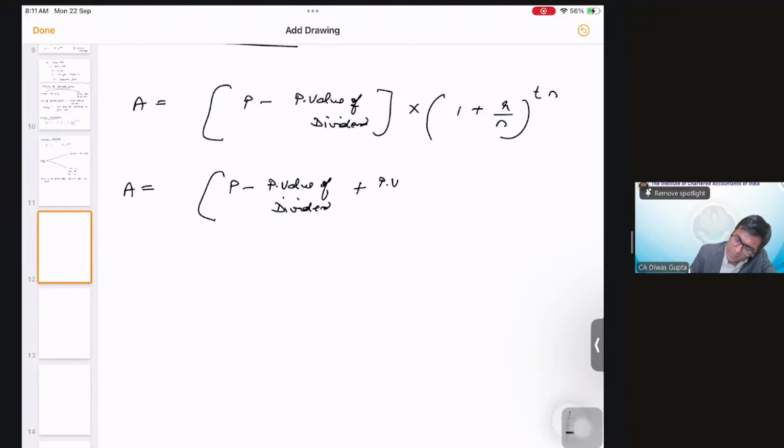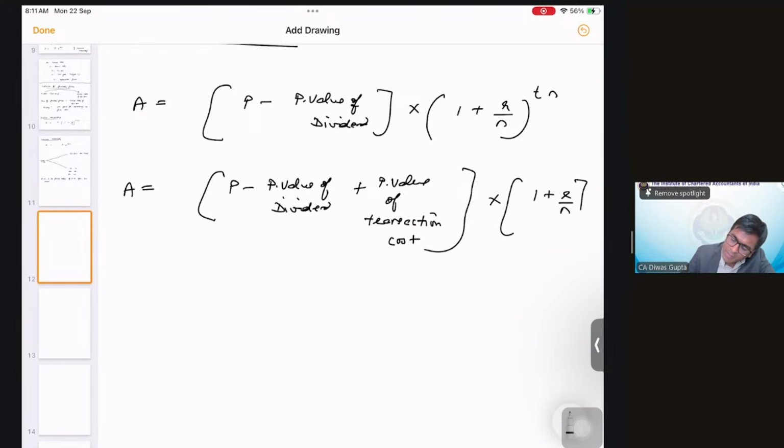plus present value of transaction cost. So transaction cost always gets added, students. Please do remember, dividend is always reduced because it is already part of the price, but transaction cost is always added, right? Because today if I want to go and deal with the shares in the market, I will have to end up paying the transaction cost being extra, right?